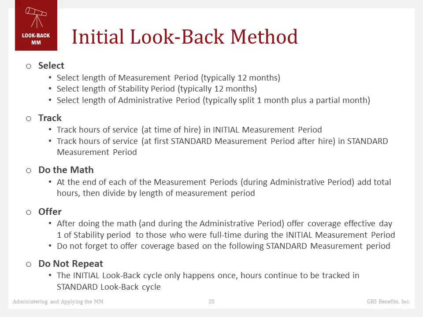But you're going to offer coverage effective day 1 of the stability period to those who are full-time during the initial, and you're also going to figure and offer separately to those who were full-time during the standard measurement period. So 2 different trackings, 2 different results possibly. They could be the same result, but they might be part-time in the initial and full-time in the standard, or vice versa. Treat them differently and separately and use both.